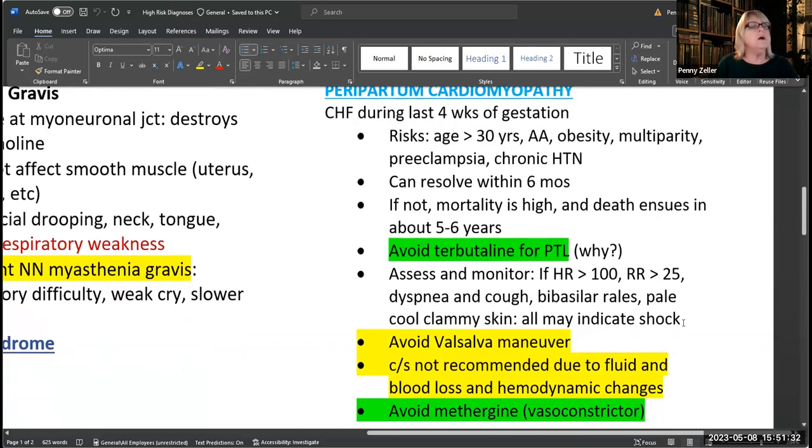So just remember, with all cardiac patients, we're not giving the drug terbutaline. Write that down, little note. No terbutaline. Terbutaline is a beta agonist. It's going to increase the workload of the heart. And it can also cause high blood pressure. Avoid Valsalva maneuver or closed glottis pushing. That was on your exam. Avoid methergine or methylergonovine.